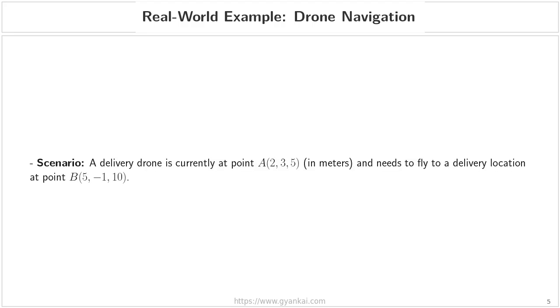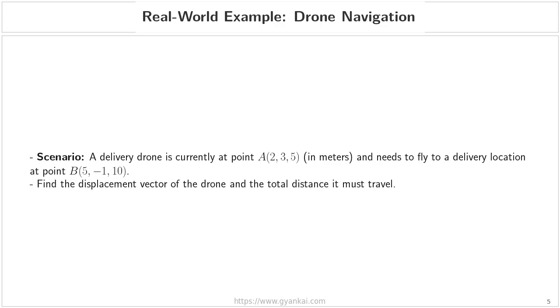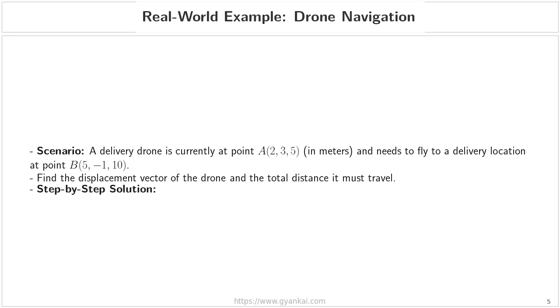Imagine a scenario involving a delivery drone. Currently, the drone is positioned at point A with coordinates 2, 3, and 5 meters. It needs to fly to a specific delivery location at point B, which is located at 5, -1, and 10 meters. Our objective is to determine two things: the displacement vector of the drone and the total distance it must travel. To solve this, we will follow a clear step-by-step process.